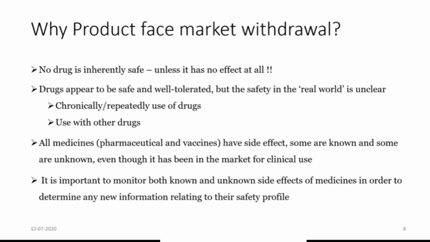Clinical trial data shows adverse events captured within the study population, whereas each drug class has a specific nature and a specific pattern of adverse events. So most of the time, the side effects which a drug category is going to cause are predictable, but the most preferred drugs are those which produce very few side effects when we use them. Therefore, they are considered safe. It is important to monitor both known and unknown side effects of medicine in order to determine any new information related to the drug's safety profile.